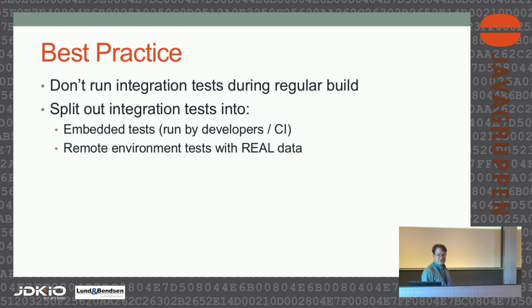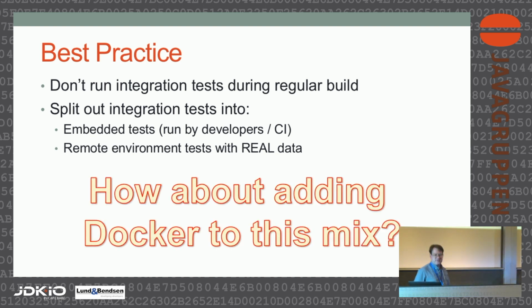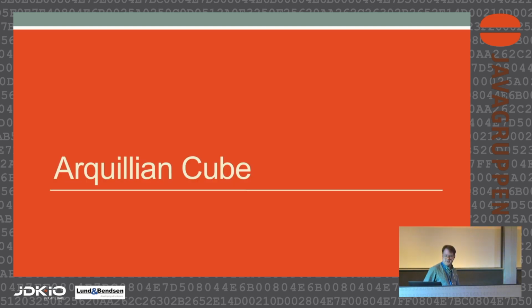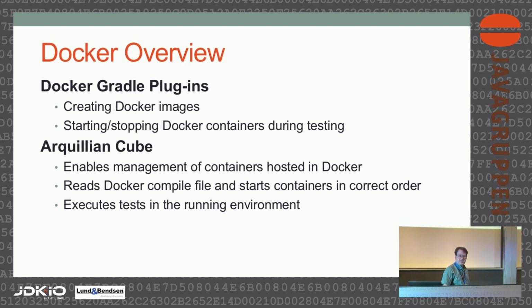What we've seen so far: don't run integration tests during a regular build. Split out the integration tests. Use embedded and remote test environments, as we've seen with the build. And now let's look at how to integrate with Docker and also Kubernetes with this.